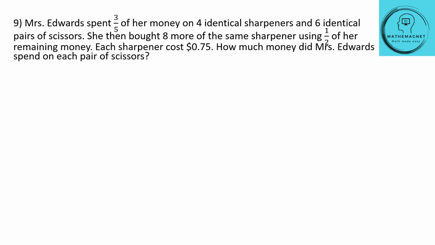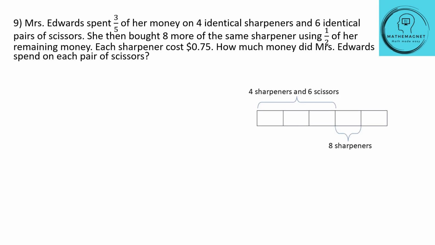Now we know that she has some money with her and she spent 3/5 of that money to buy 4 sharpeners and 6 scissors. Of the remaining half of the money that she has left, she bought 8 more sharpeners. And we know the cost of each sharpener is $0.75. They're asking us to find how much she spent for each scissors. To find that, let's begin by drawing the bar model.